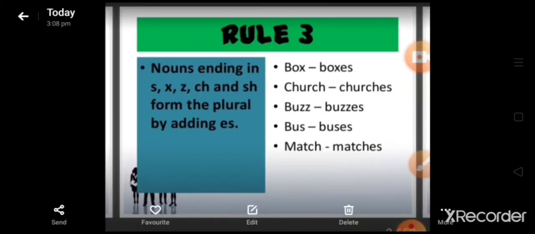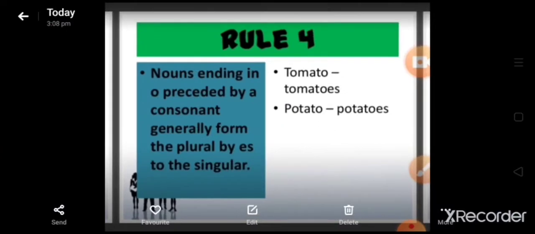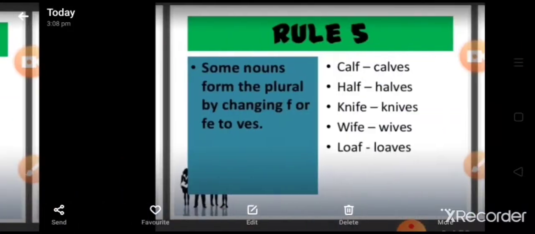In rule number 3, nouns ending in s, x, z, ch and sh form the plural by adding es. Box, boxes; church, churches; bus, buses; match, matches. The examples are given over here. Now rule number 4: nouns ending in o preceded by a consonant generally form the plural by adding es to the singular. So tomato is tomatoes, potato is potatoes.